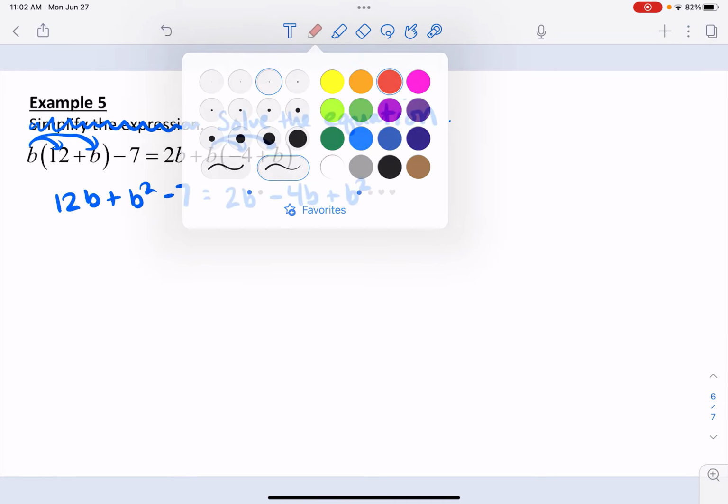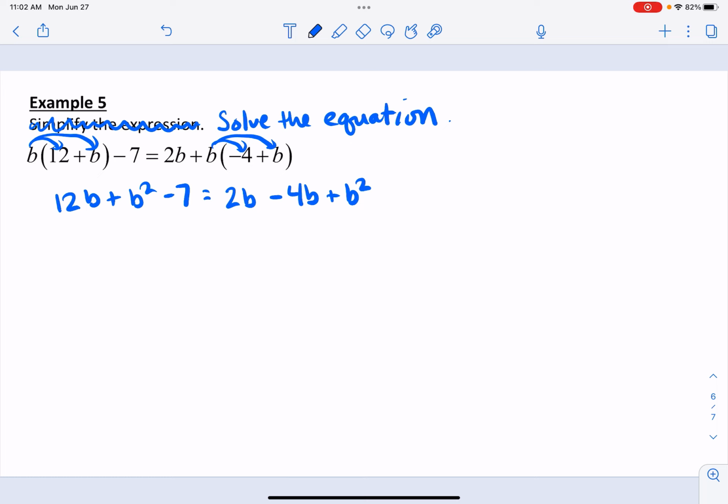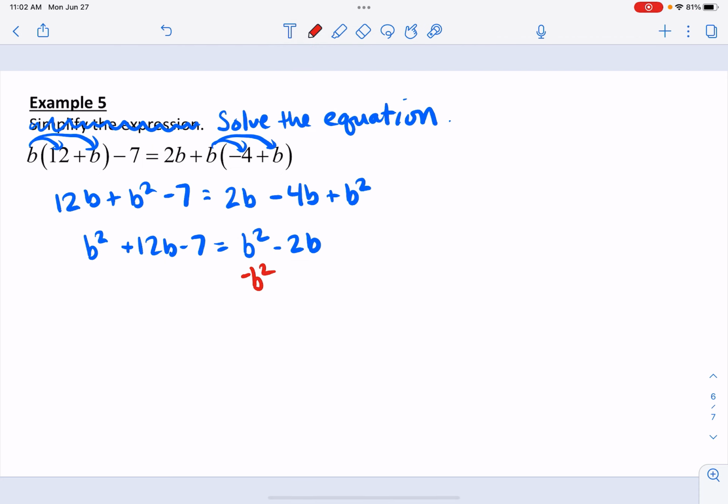Now let's combine like terms. Do I have any like terms I can combine? On the left side, b squared plus 12b minus 7. On the right side, we have a b squared minus 2b. So now, if I subtract a b squared from both sides, those b squareds go away, which is kind of nice. So I'm left with 12b minus 7 equals a negative 2b.